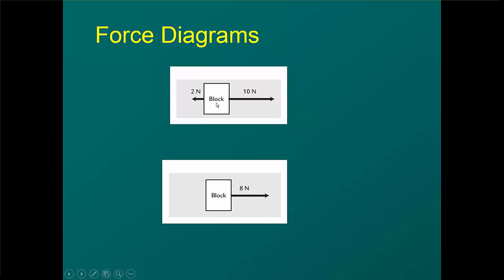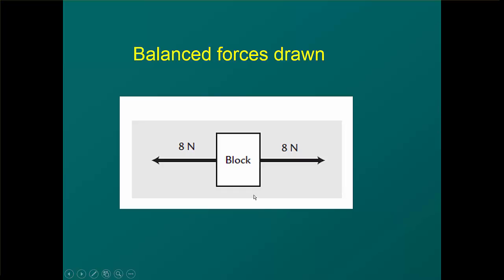In this case, you have a block that's being pulled 2 newtons to the left and 10 newtons to the right, which means it's got a net force of 8 newtons moving to the right. So it is moving, but it's moving to the right. So both of these are correct. This one's showing all the forces on it, and this one's showing only the net force on the block. All right, if you have balanced forces, both the arrows going exactly the same, the block isn't going to be changing much of anything. It's going to be doing whatever it was doing, which is probably nothing, just resting there.